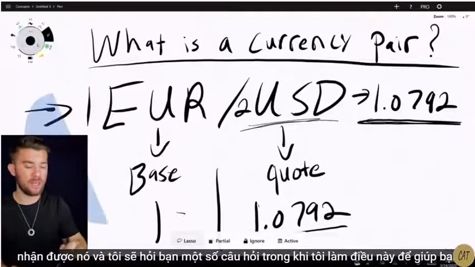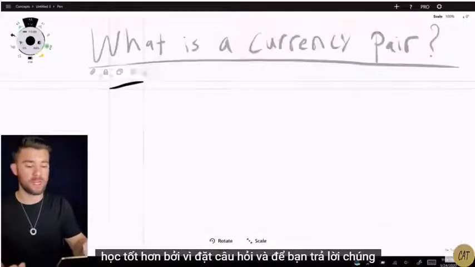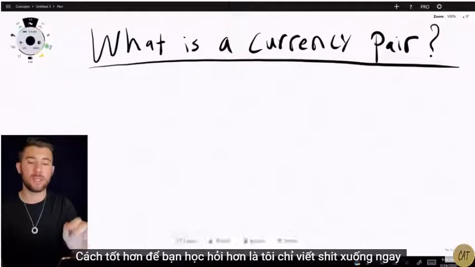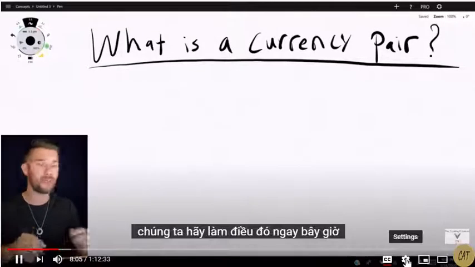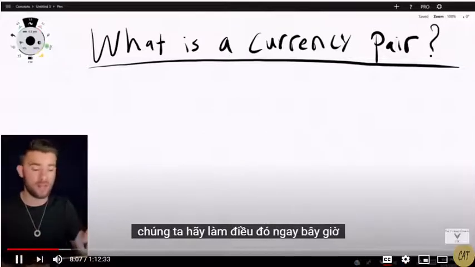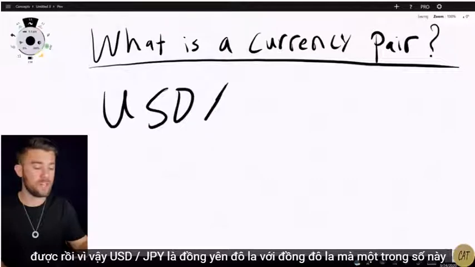And I'll ask you some questions while I do this to help you to better learn, because asking questions and having you answer them is a much better way for you to learn than for me to just write stuff down, right? So let's do that. Let's go for the dollar yen right now, okay? So the USD/JPY is the dollar yen.